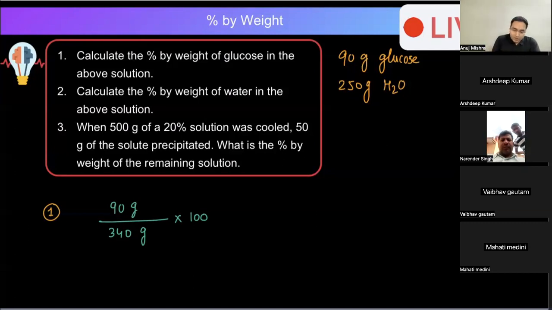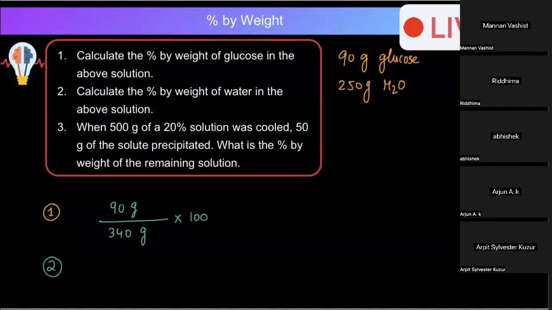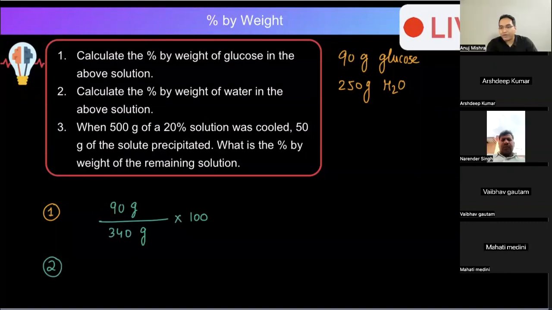Come to question number 2. Calculate the percent by weight of water in the above solution. Let us see what students have done for question number 2. So I'm just expecting your answer in the chat box. Try to complete.